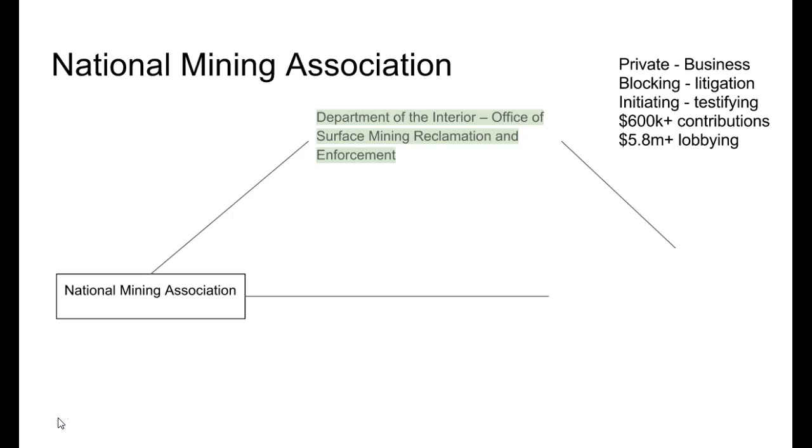I started by looking at their website and looking at some of the key information about them, some of their goals, some of their recent initiatives, looking at what their purpose was.